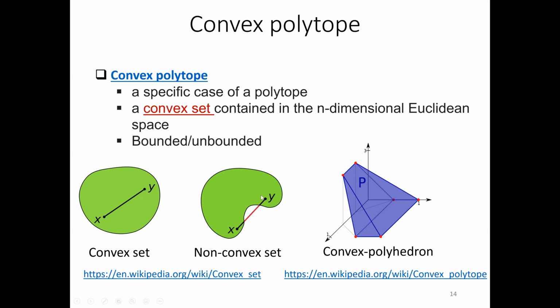In the non-convex case, when you connect two points, there are some cases where some point in that segment is not in the set, okay? And that's a non-convex set. And here is an example of a convex polyhedron in 3D, okay? So any questions here? No questions? Okay, this is very basic.